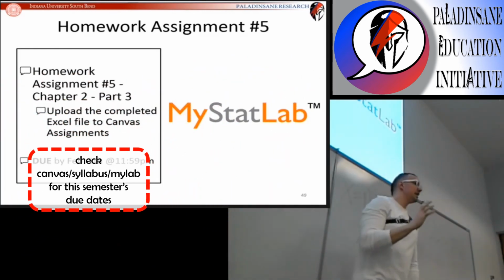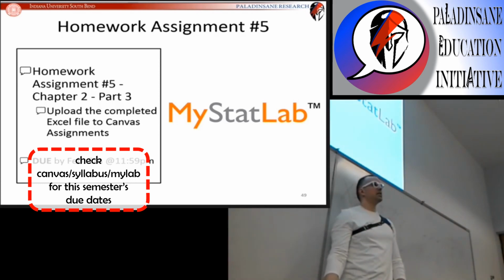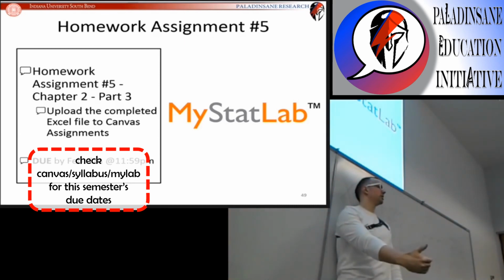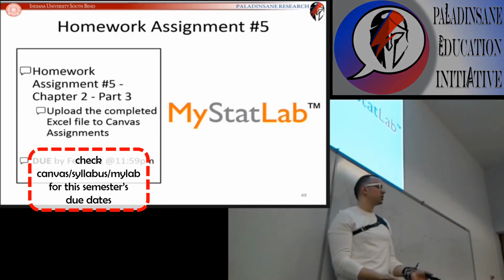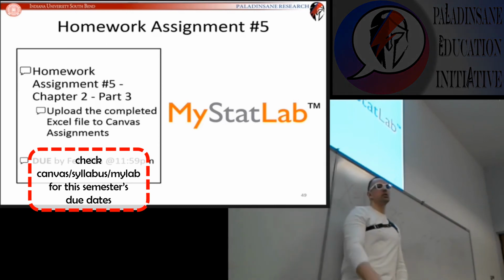This is an Excel sheet. This is not in my stat lab. This is only in Canvas. So this is in an Excel sheet that was uploaded to Canvas. It's in the Canvas files. Complete it, you will re-upload it to Canvas assignments when you're done. And this is actually good practice for the exam because that's also how you're going to submit your exam. So make sure that you do this assignment. Get comfortable with re-uploading completed Excel sheets to Canvas because that's also what you're going to do on your exam.